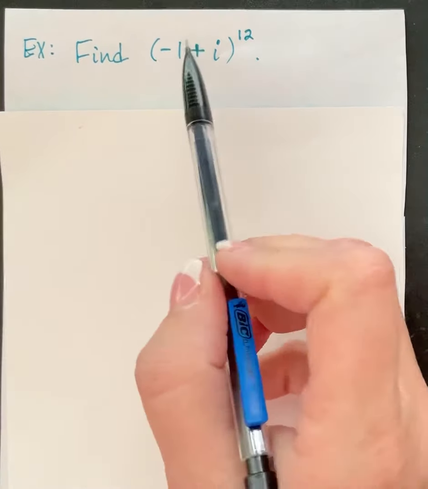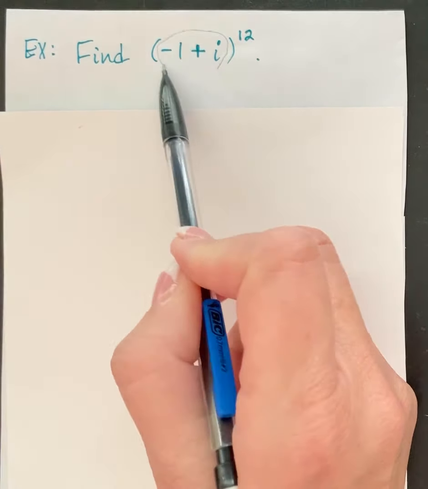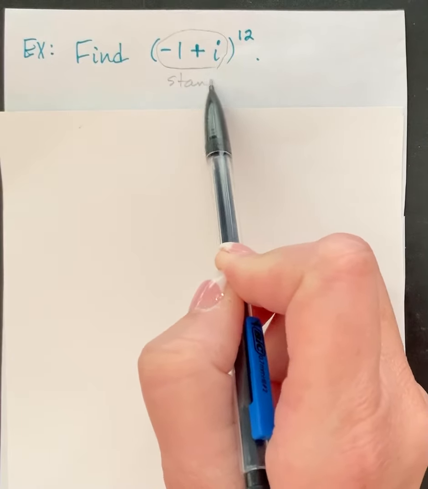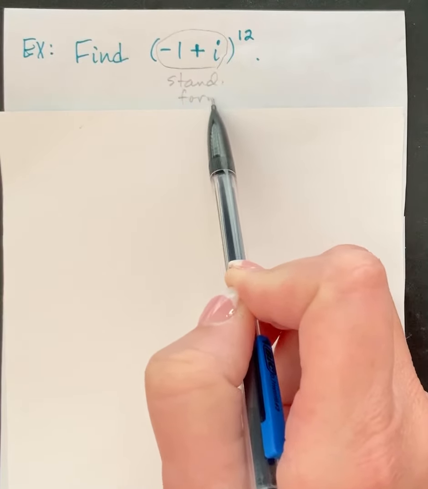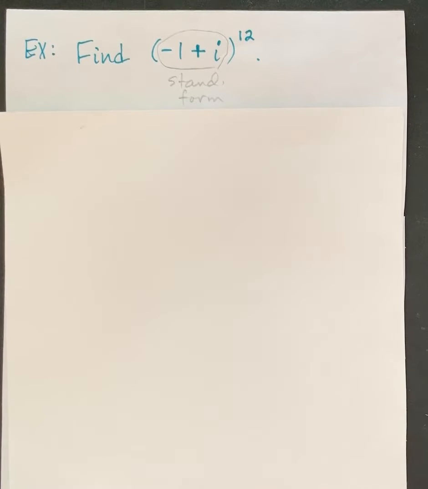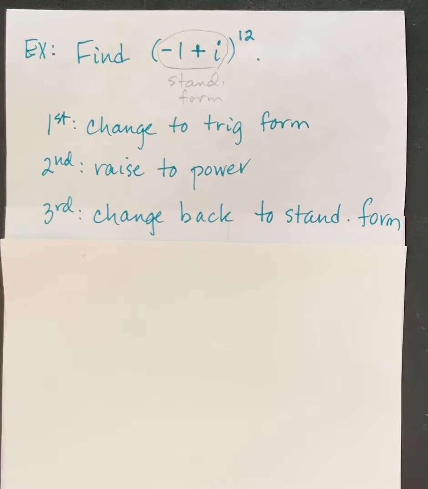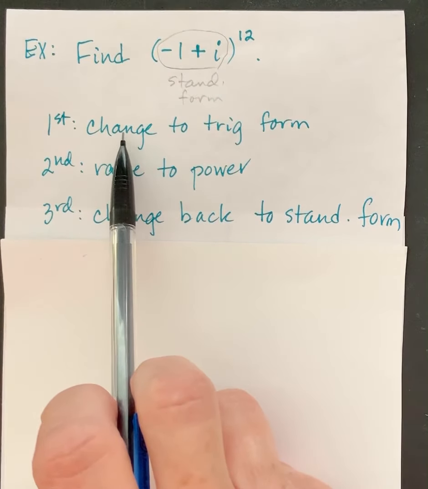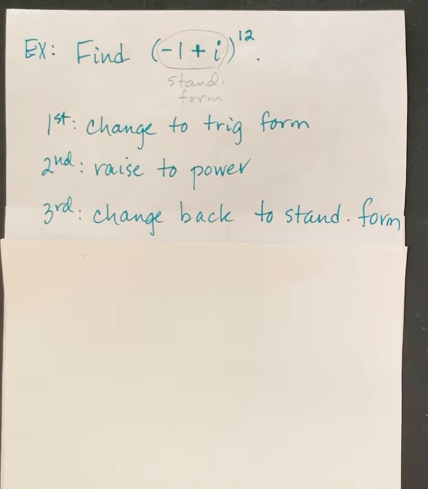So here's the thing. We're going to have to take the number, which is currently in its standard form, and change it to its trig form, raise it to the power, and then change it back to standard form. Change the answer to standard form. Okay, so these are your basic 3 steps. You're going to take the original complex number and change it to trig form. You're going to then raise that to the requested power, and then you're going to take the answer that you got and change it back to standard form.